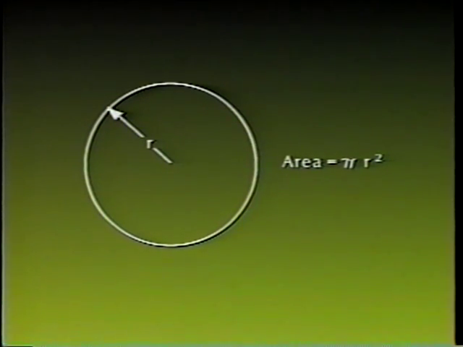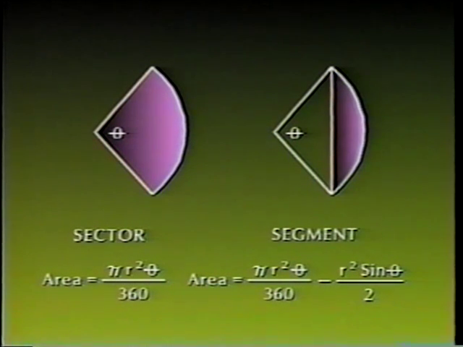Here we have the area of a circle, pi r squared, r, of course, being the radius of the circle. Now we see a sector of a circle. The formula there is area equals pi r squared times theta over 360. The central angle, or theta, is in degrees and decimal of a degree.